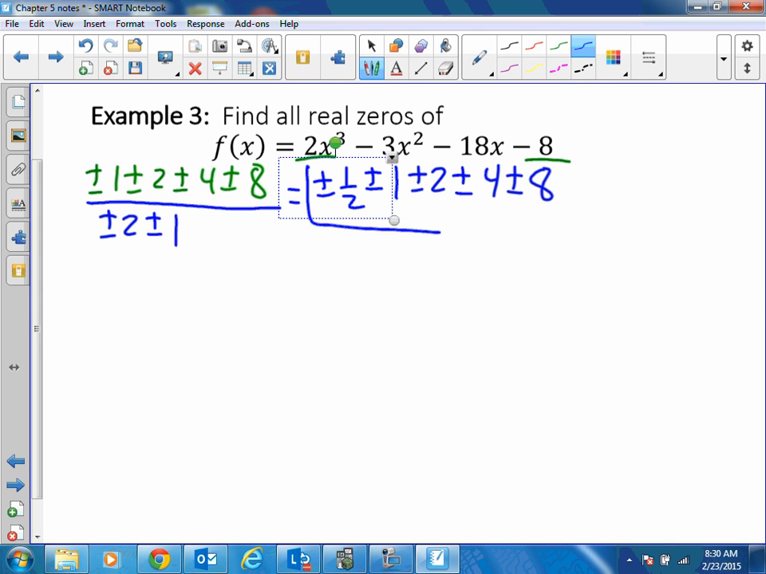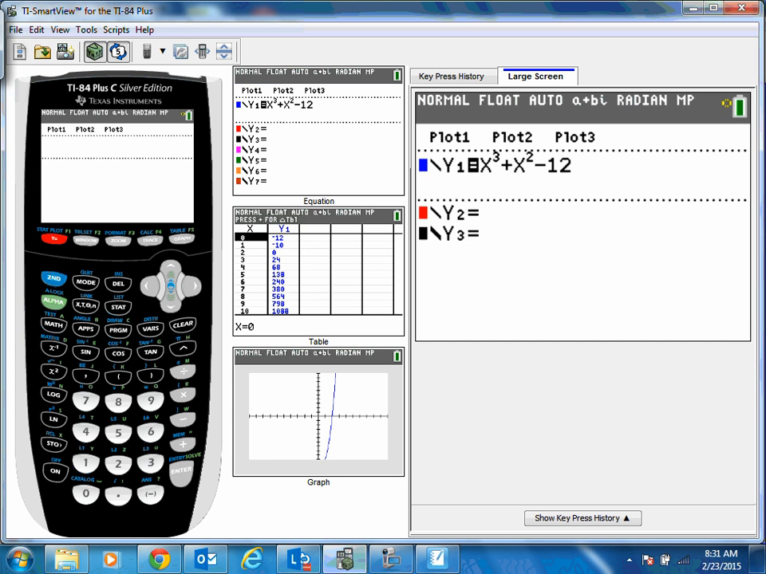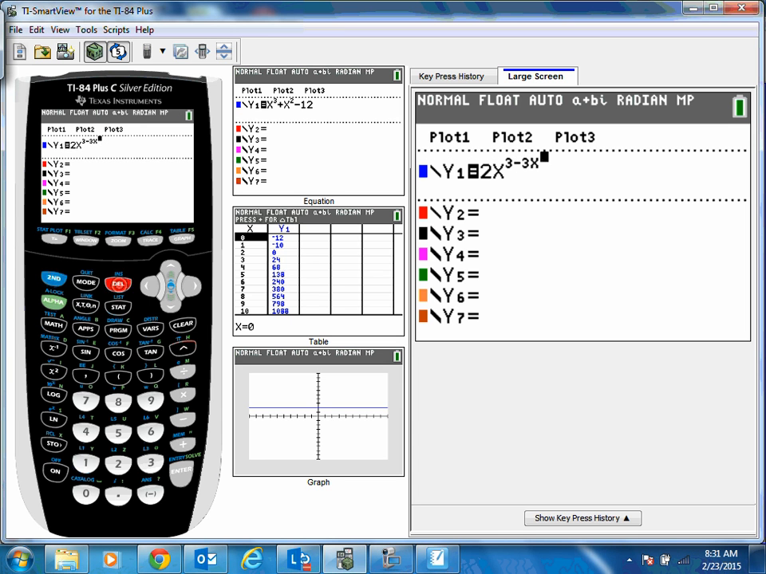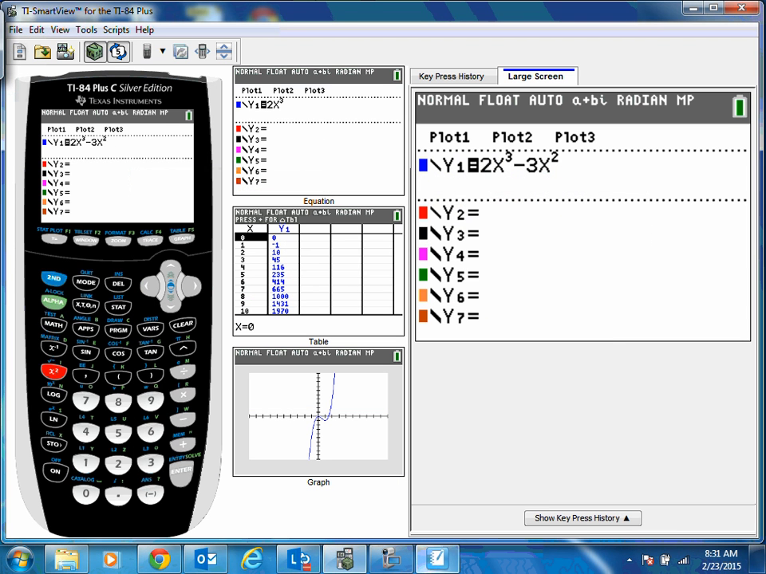Now, when you have fractions or decimals, what I would recommend doing is actually using our graphing calculator. Okay, so let's put this in our graphing calculator. So we have 2x to the power of 3 minus 3x squared minus 18x minus 8.